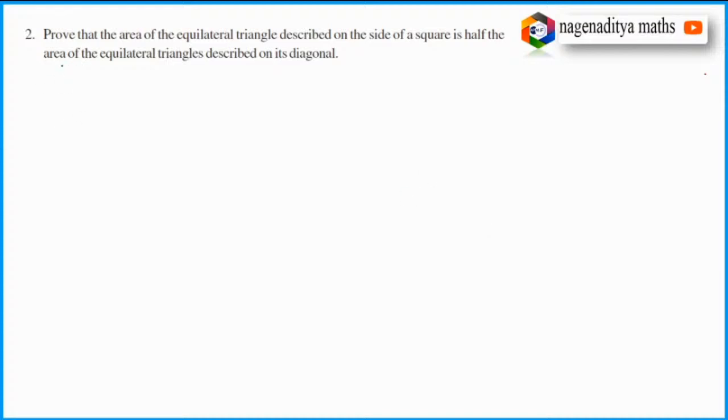So next problem: prove that the area of the equilateral triangle described on the side of a square is half of the area of the equilateral triangle described on its diagonal.